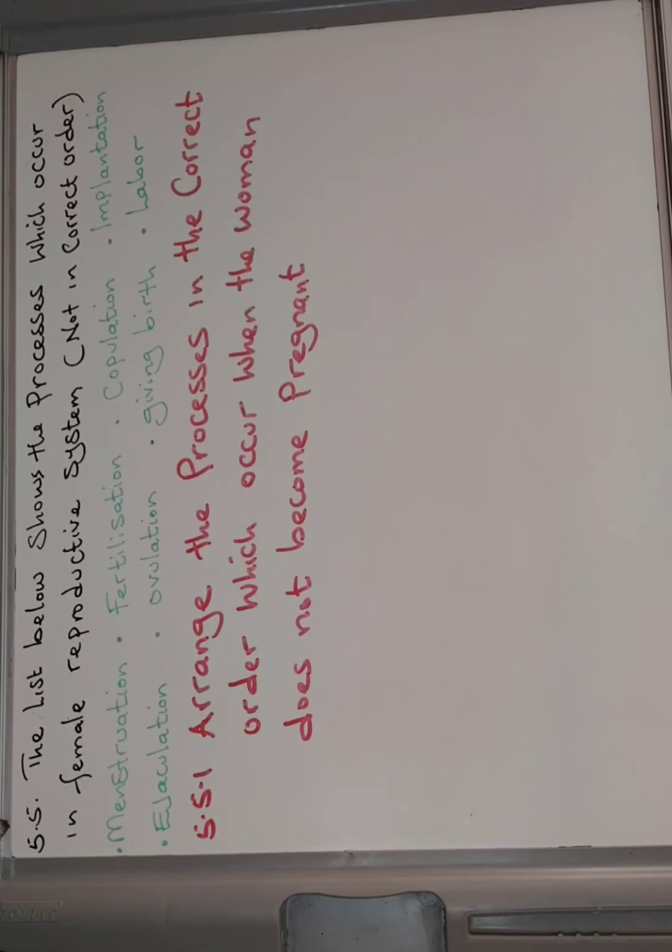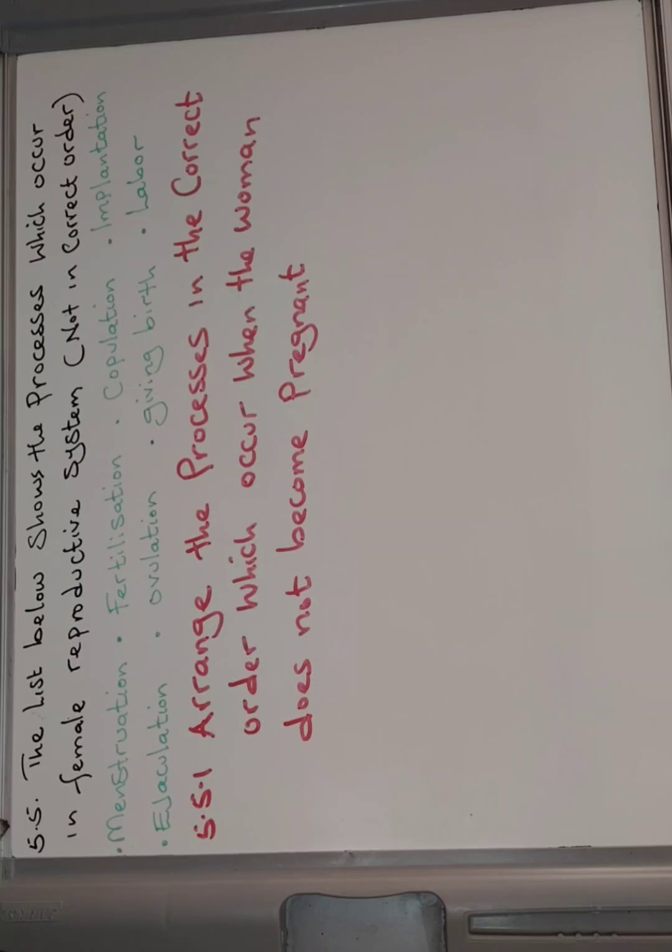And the question says, arrange the processes in the order in which they occur when the woman does not become pregnant. We are looking at a scenario where a woman does everything she is supposed to do to become pregnant, and she doesn't become pregnant. And the question says, arrange them. So what is the order? What actually happens to this woman?